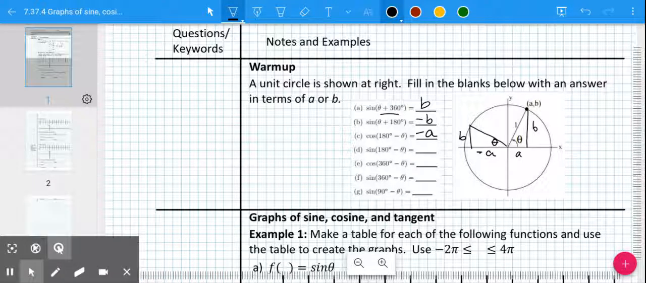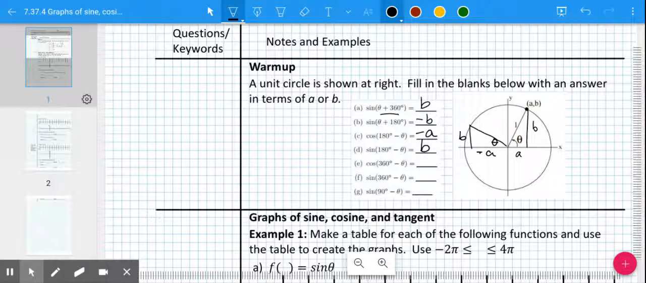And obviously in part D, we can use the same triangle that we built here. So your answer to part D should have been B. Now let's take a look at E.